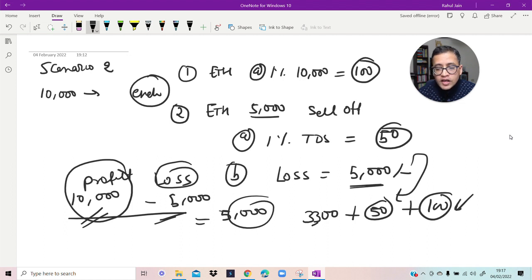I hope this point is very clear to you that the loss cannot be set off against any income in cryptocurrencies. That is where I think the transaction volumes might go down for a period of time, because people might be scared that if they lose money, they are not able to offset it against the profit.